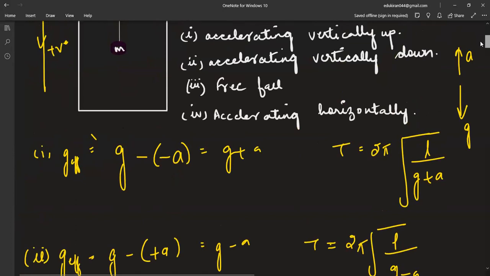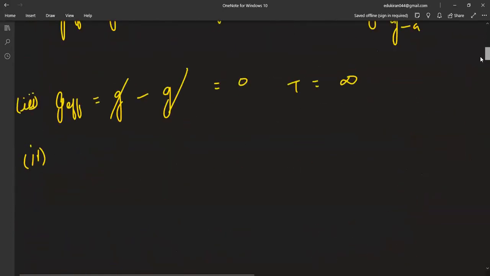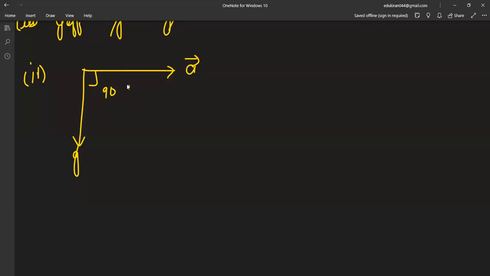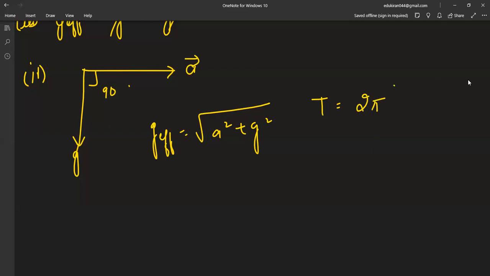Fourth part. What's the fourth part saying? Accelerating horizontally. See, if this is accelerating horizontally, acceleration due to gravity is downwards, 90 degrees. So this time we won't write G minus A. It means we have our G effective this time as under root A square plus G square. So the time period will also be 2 pi under root L by under root A square plus G square.